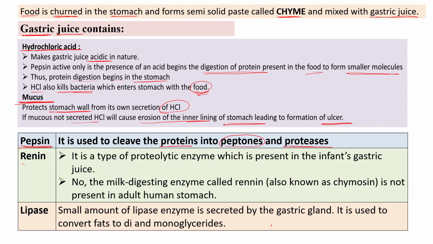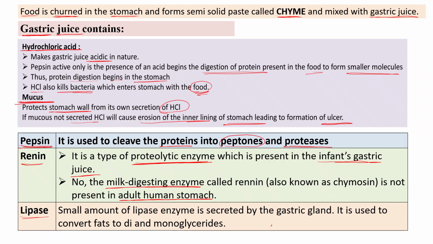Now, renin. Renin is a type of proteolytic enzyme which is present in the infant's gastric juice. It is only present in infants, not in adults. Why? Because the milk digesting enzyme renin is not required in the adult human stomach, so it is not present in the gastric juice of the adult. It is only present in infants because they mainly feed on milk. So renin is the milk digesting enzyme.